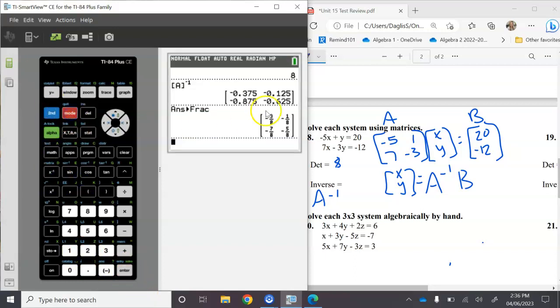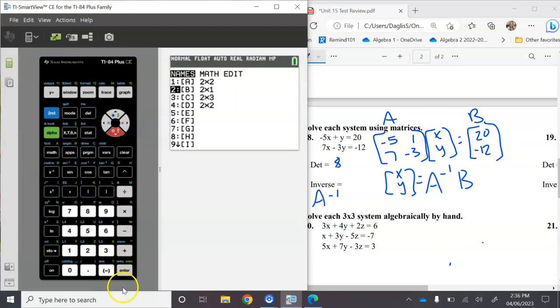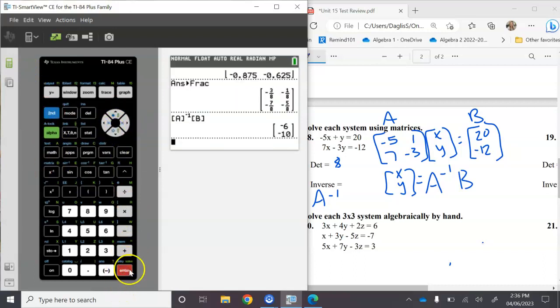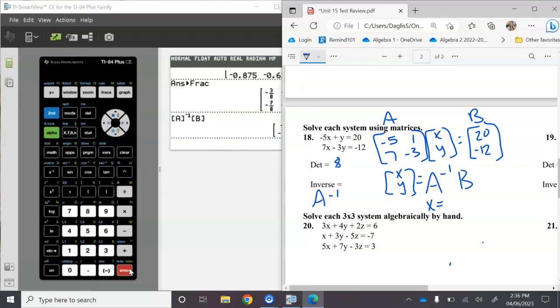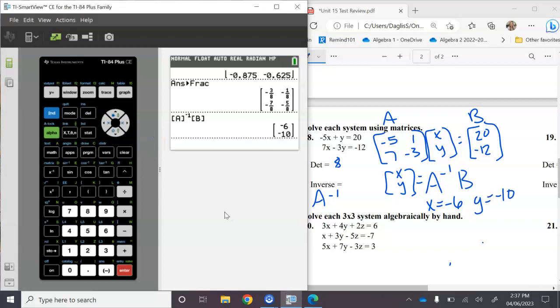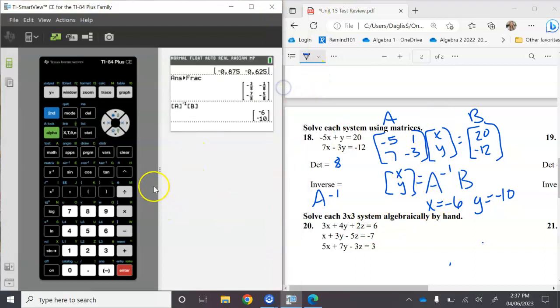We have our pieces. So I need my inverse A, which I already have. I'm going to come up here, push enter, inverse A, and then times matrix B, and we get the matrix negative 6 and negative 10. So that's how I know that x equals negative 6 and y equals negative 10, because my x was first and my y was below it. All right, so that's how we do problems like 8 and 9 in our TI-84s.